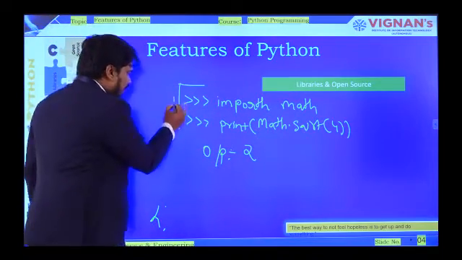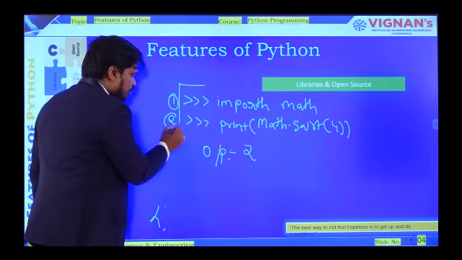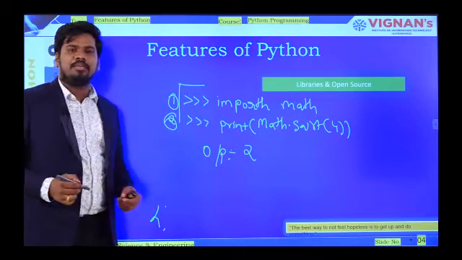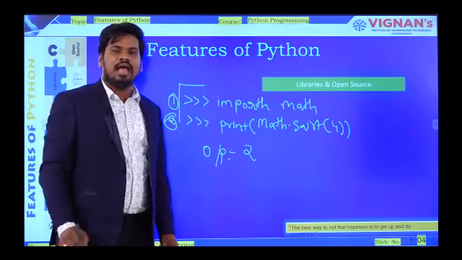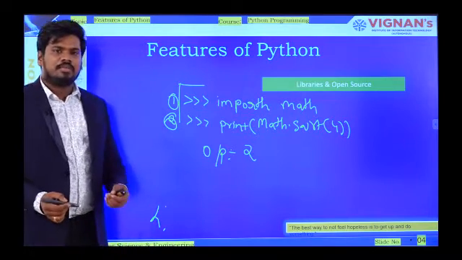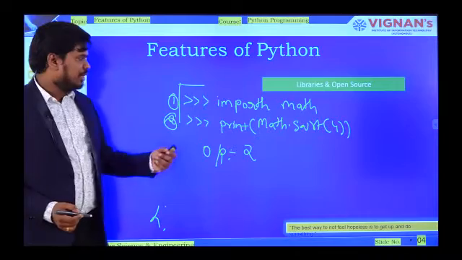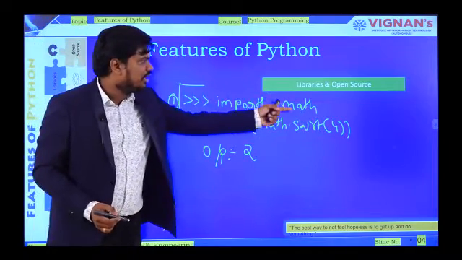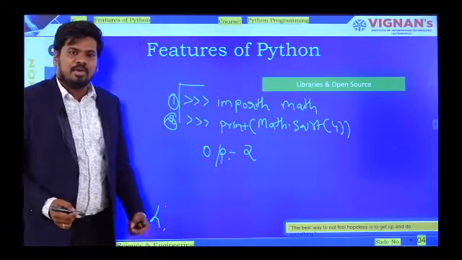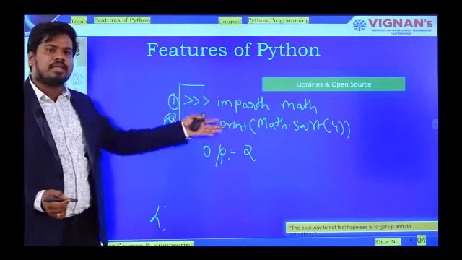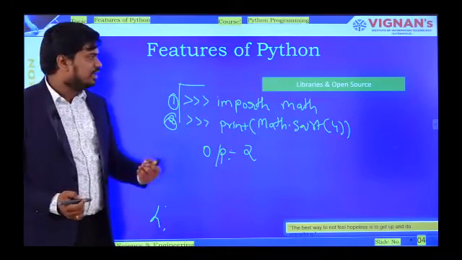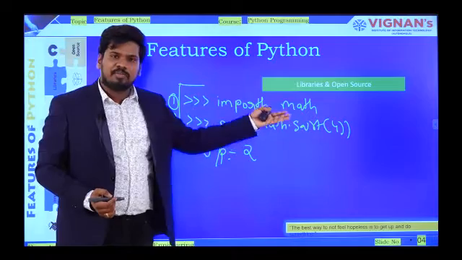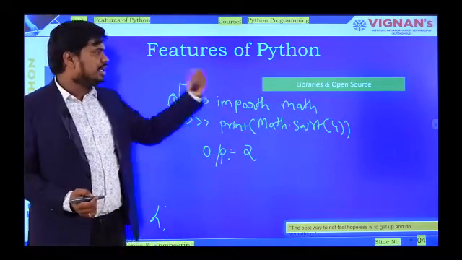I mean 1, 2. In 2 lines I am able to write each and every code happily. Why am I reducing my lines of code? Because here I am just importing the library. After importing the library, I will use that library in my code. So that is why one of Python's important features is libraries and open source.